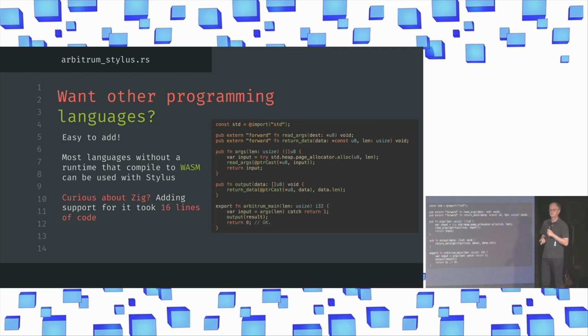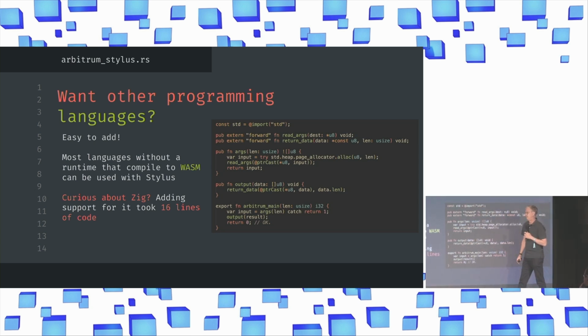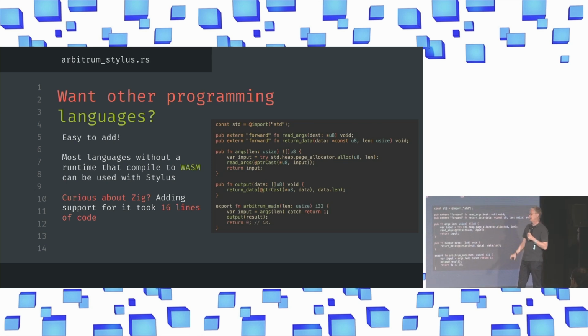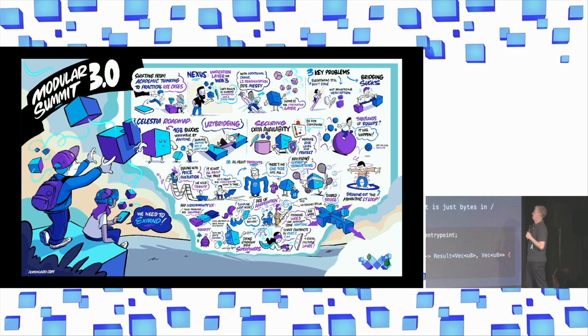Another point about programming languages is that it's easy to add them. Most languages that compile to WASM without a runtime can be used with Stylus. One of our team members, Raul Jordan, one day got interested on a lark in getting Zig to run in Stylus, and it took 16 lines of code to do. So pretty easy to do. It's just a question of getting it to compile to WASM in a natural way. So you can do that if you like.